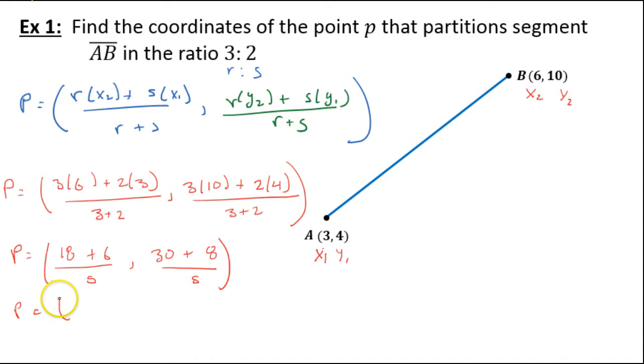Simplify some more. We get 18 plus 6. That should give us 24. 24 divided by 5. And then the next one we get 38 divided by 5.